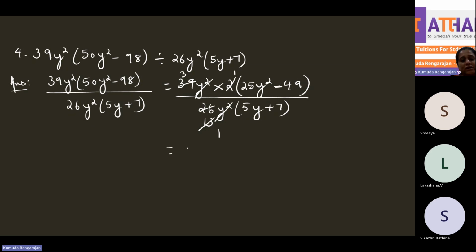Okay, so in the numerator we have 3 and in the bracket we have 25y square minus 49, both of which are perfect squares. 25y square is a perfect square. 49 is also a perfect square. Open and close square brackets like this. And in the square brackets, since both the terms are perfect squares, just show empty brackets and raise it to the power 2.